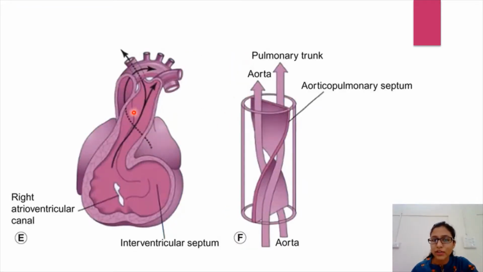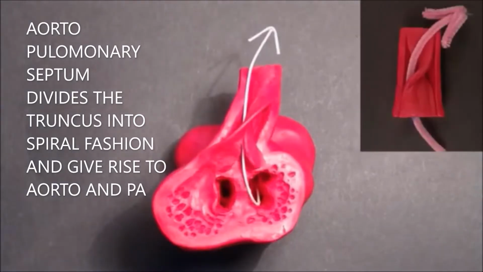This is the part of the truncus arteriosus where a spiral septum is formed, that is the aorticopulmonary septum, giving rise to the pulmonary trunk and the aorta. If there is failure of formation of this spiral septum, it can lead to an anomaly called transposition of the great vessels, where the aorta and pulmonary trunk will be parallel to each other.